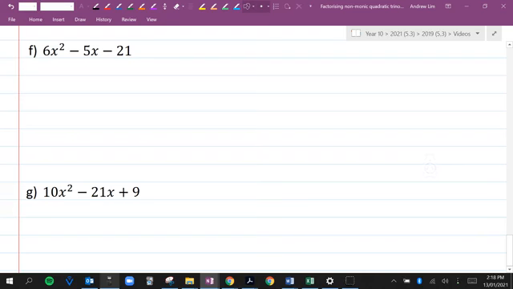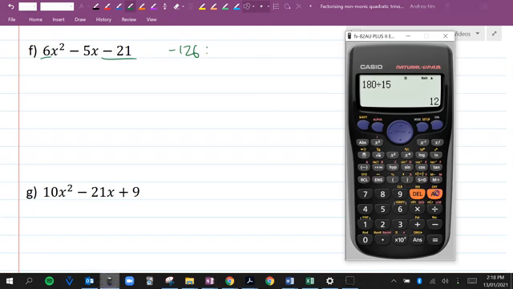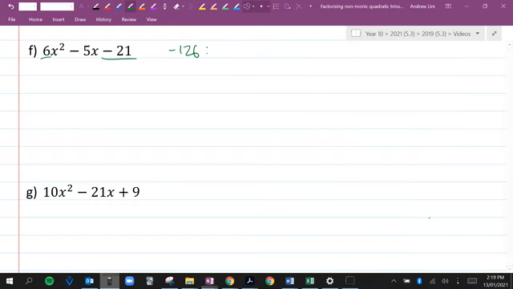Okay, question F. 6 times minus 21 is minus 126. Alright, two numbers that multiply to that but add to negative 5. Negative 126 divided by, let's say 8. Nope. 9. Yep, okay. So 9 and 14 have a difference of 5. So it has to be negative 14 because they need to add to negative 5. So the bigger number has to be negative.